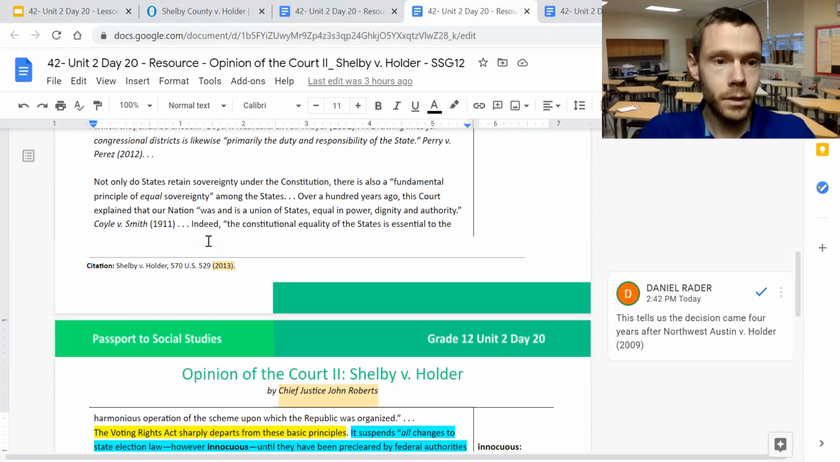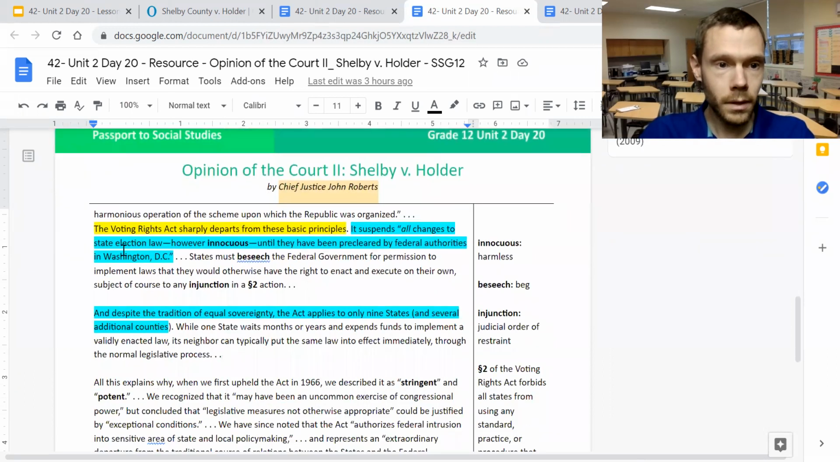So when we think about the decision itself, we see here that it was decided in 2013, which comes 4 years after an earlier case that was being cited in this document. When we think about the Voting Rights Act from the majority's perspective, they claim that it departs from these basic principles, that it quote unquote suspends all changes to state election laws, and that essentially the states have to beseech or beg the federal government for permission to implement laws that they would otherwise execute on their own. And Roberts argues that in addition to this problem, it only applies to 9 states and several additional counties, which was part of their decision making.